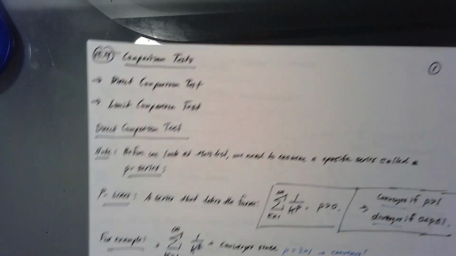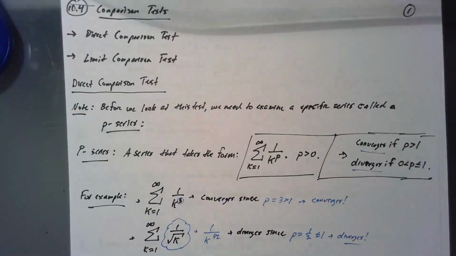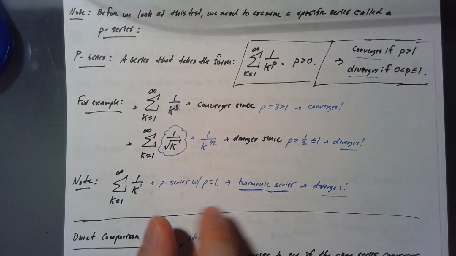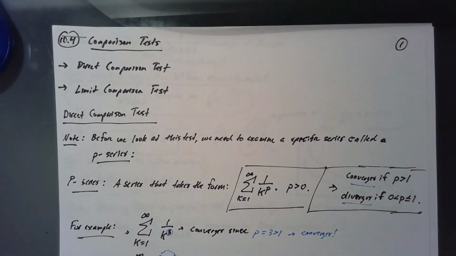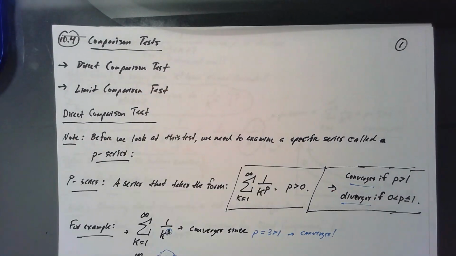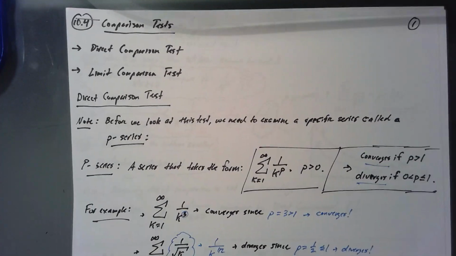But when it comes to comparison tests, that's the idea. Direct comparison and limit comparison. We're usually comparing them to a p-series or harmonic series, but that's the idea. Hopefully, practice will definitely help you get the idea around these tests. But other than that, that's it for this section. In the next section, we're going to look at 2 more tests, and they're going to be called the ratio test and the root test. So that's the end of this video.